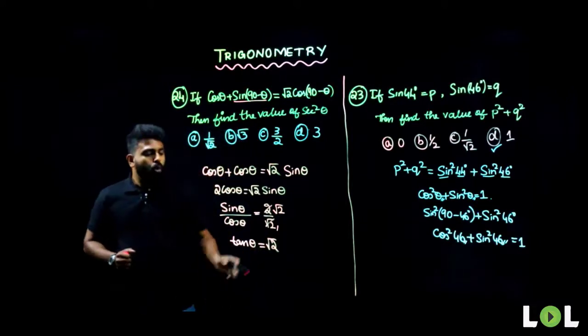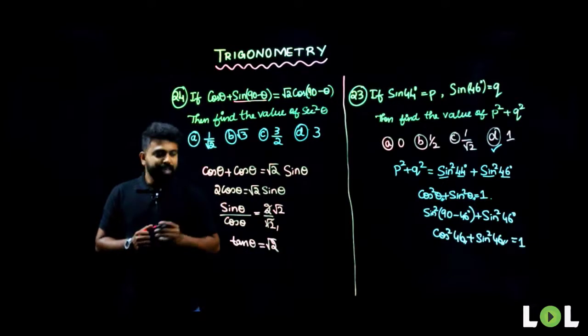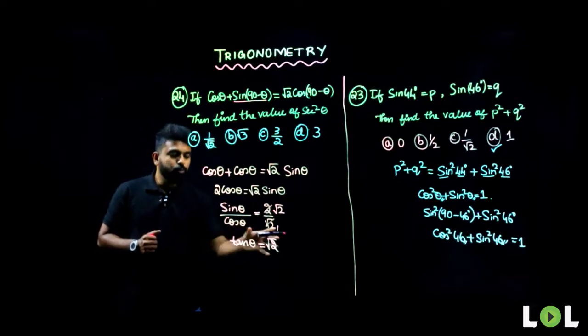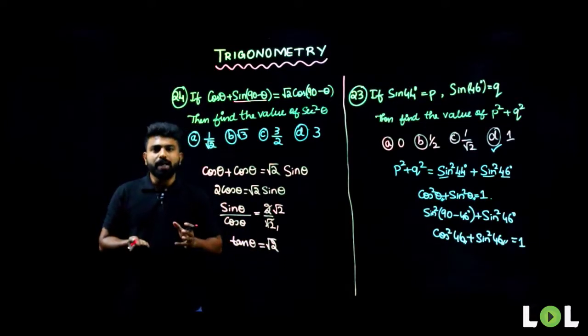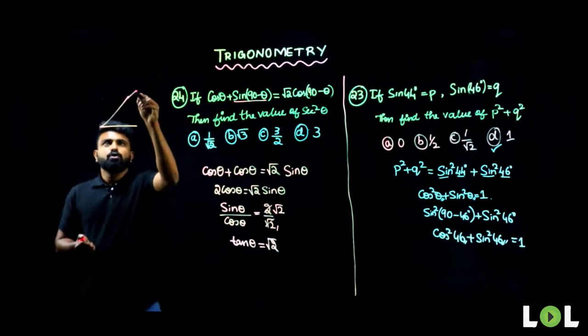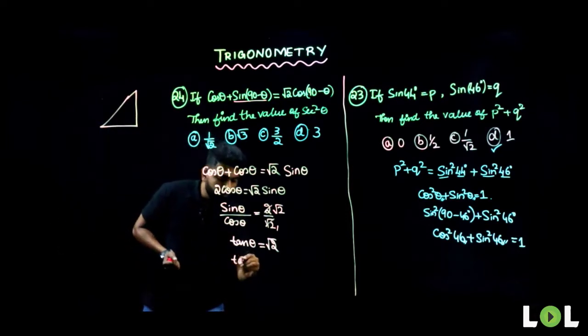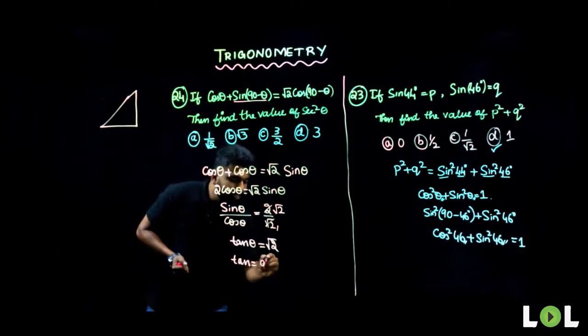So, now for what value of theta do we get it as root 2? In tan theta, no matter what the value is, we can't read it off directly as root 2. So, what do we need to do? Let us quickly draw a triangle here. If we quickly draw the triangle, what is the value of tan? We know that tan is equal to opposite by adjacent.